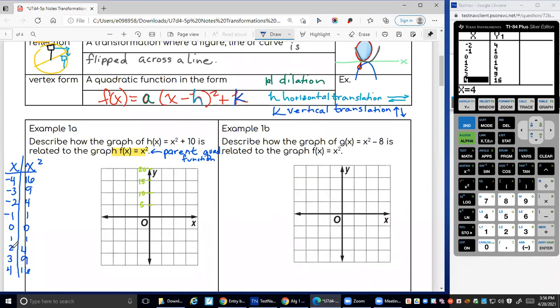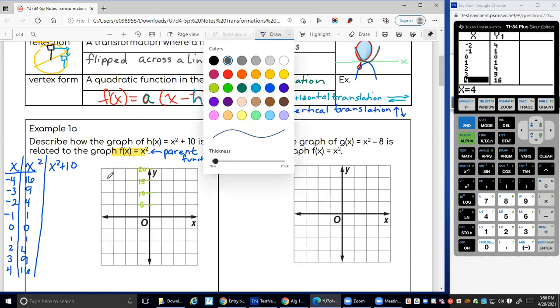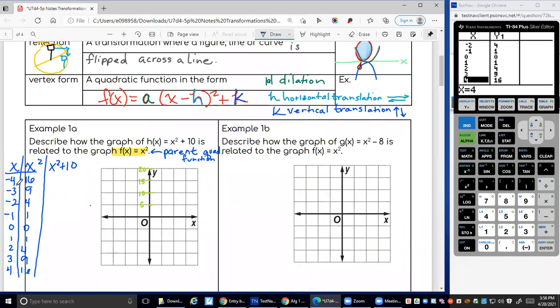So now we're going to compare it to our new equation of x squared plus 10. So I'm going to draw in the parent quadratic first. I'm going to plot these points. I got -4 and 16. So that's about right there, right? And I got -3 and 9.